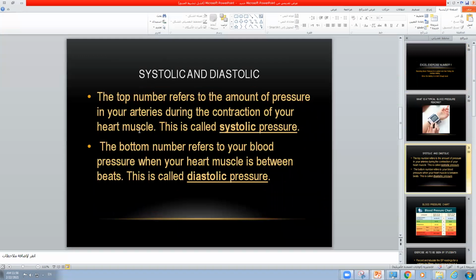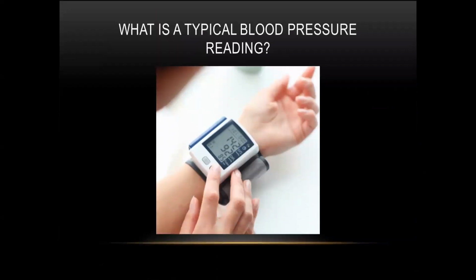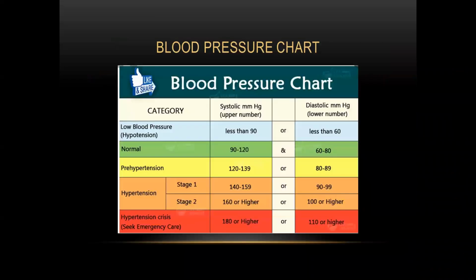So the systolic is the bigger number. The top number refers to the amount of pressure in your arteries during the contraction of your heart muscle. And diastolic refers to your blood pressure when your heart muscle is between beats. So enough of theoretical knowledge. This is just for the sake of your theory. We need not bother much about it. The only thing we should know is that the bigger number is systolic and the smaller number is diastolic.